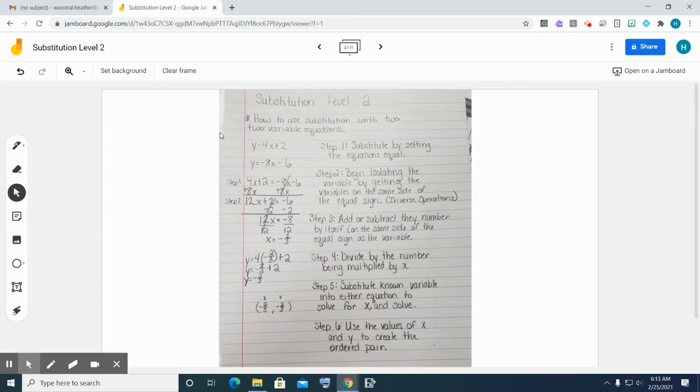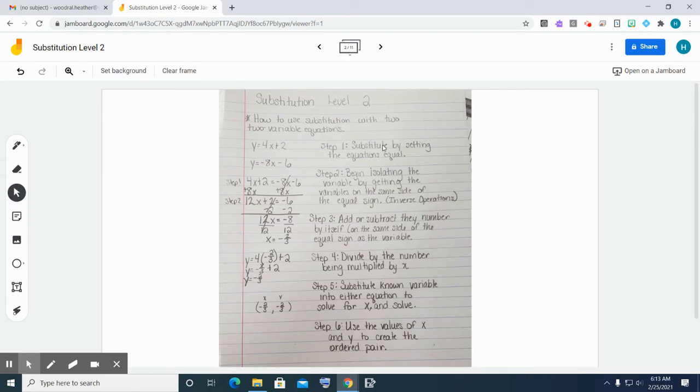when I say level 2, what that means is we have two variable equations. So right here, we have y equals 4x plus 2. We have y equals negative 8x minus 6. So before, we had one two variable equation and one variable equation. And so now we've got it with two variables.